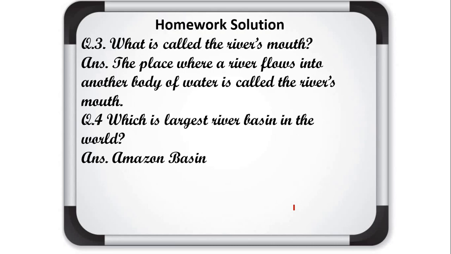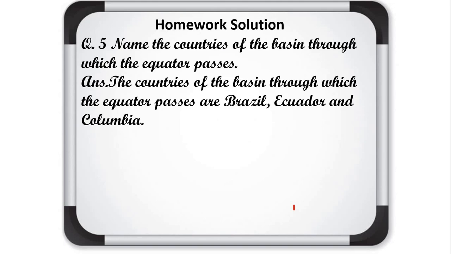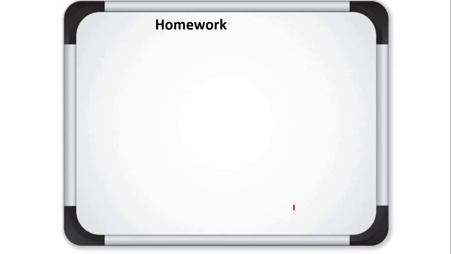What is called the river's mouth? The place where a river flows into another body of water is called the river's mouth. The largest river basin in the world is the Amazon basin. Name the countries of the basin through which the equator passes. The equator passes through Brazil, Ecuador and Colombia.